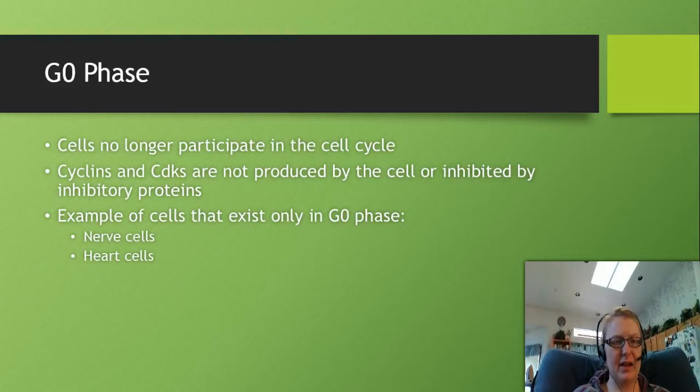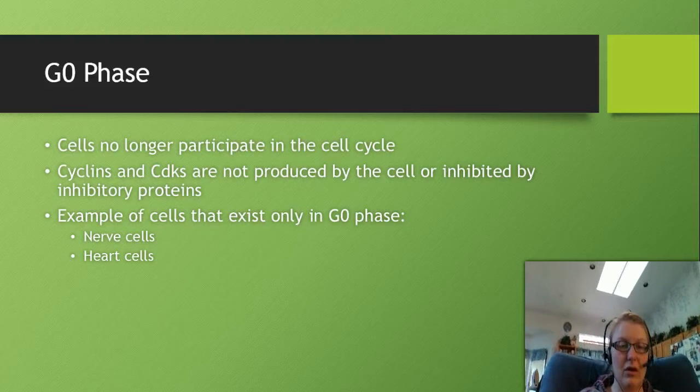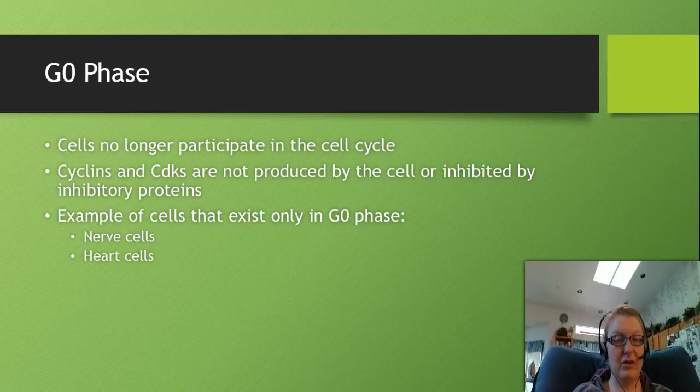The cell doesn't produce cyclins, it doesn't produce CDKs, and that's important to know, that not every cell goes through the cell cycle. A lot of the cells we talk about are the cells that you think about that go through the cell cycle: skin cells, gut cells, things like that that reproduce. But a lot of our organs, once they're damaged, they're damaged and we can't replace them or repair them. Those are cells that are in G0 phase.